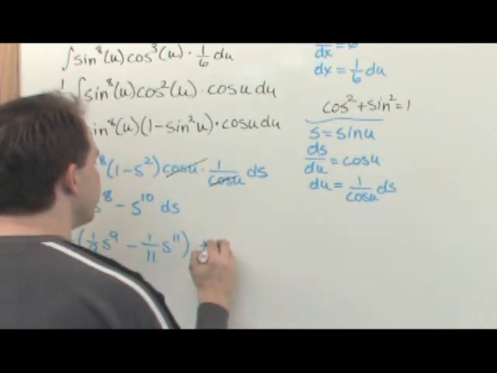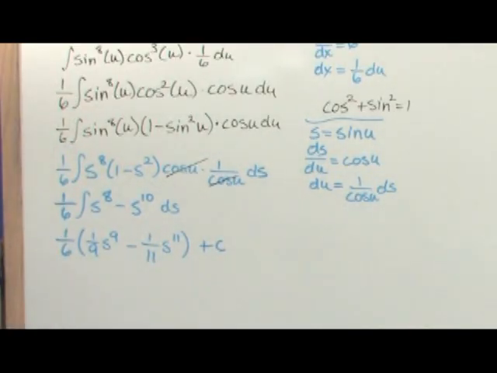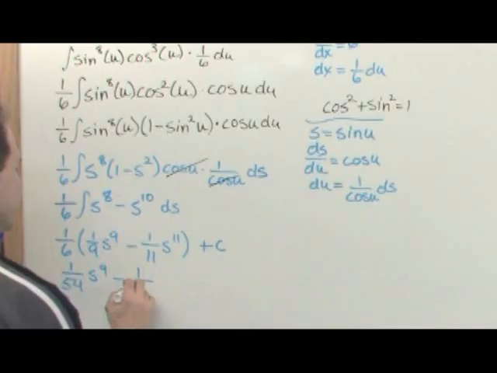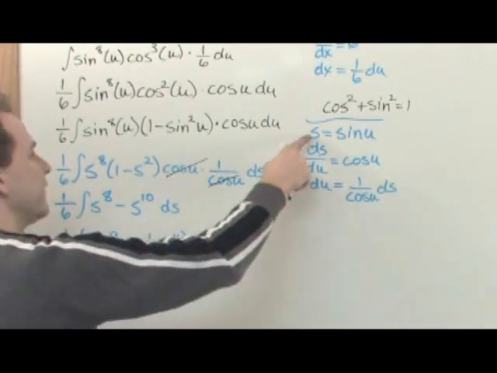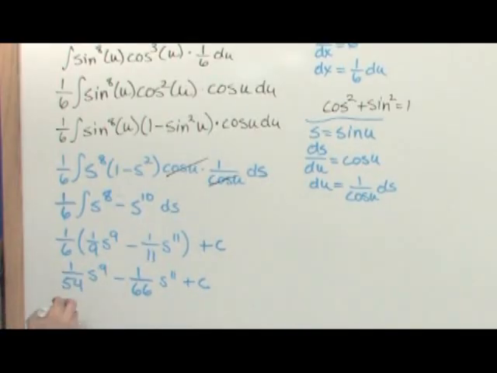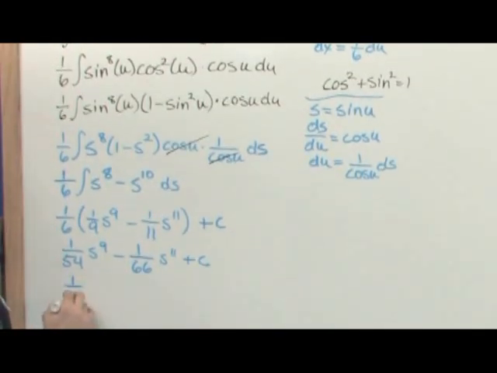And of course you have plus c because it's an indefinite integral. So now we just clean up the simplification here. 9 times 6 is 54. Okay, s to the 9th over 54 minus s to the 11th over 66 (6 times 11 is 66), plus a constant. Now we just substitute back in what we know s is.